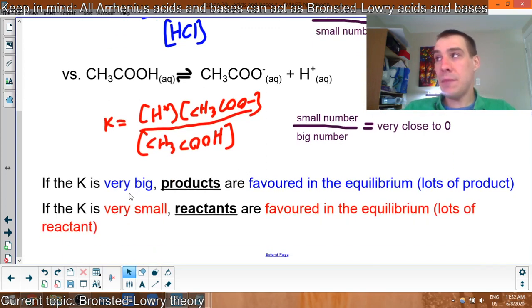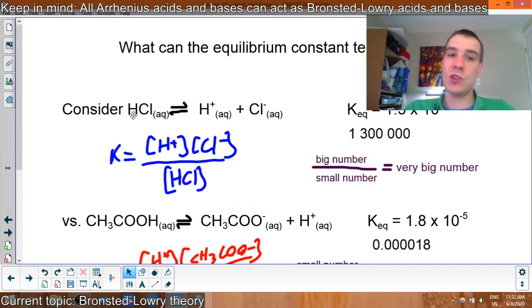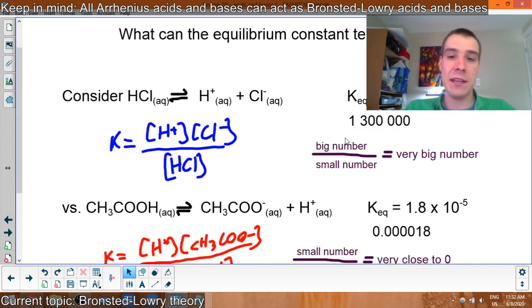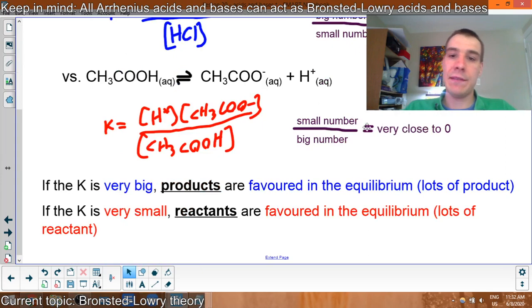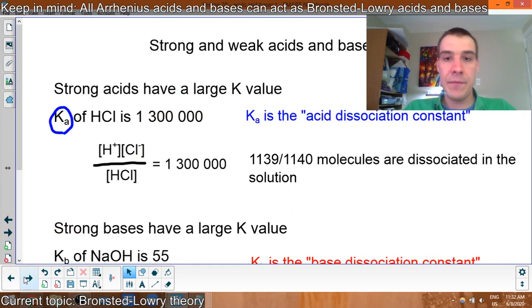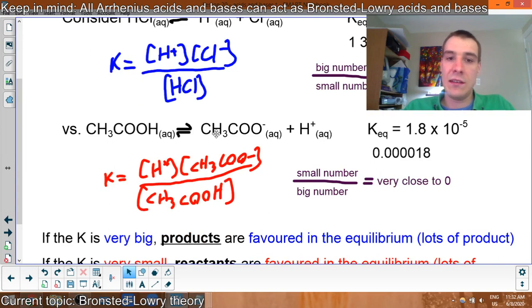So that tells us K is very big, products are favored, K is very small, reactants are favored, and so a strong acid will have a big K value, and a weak acid will have a small K value. So kind of a cool little aside there. So this K value has a special name. This is the Ka, acid dissociation constant, where the H and the Cl fall apart, or in this case, the H and the acetate fall apart.